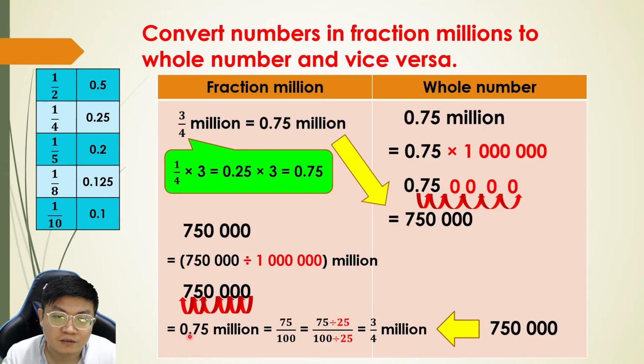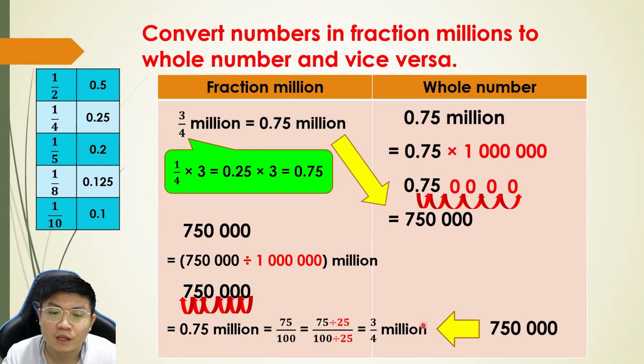Now, the question here is you need it in fraction million. You don't need it in decimal, right? Therefore, this one you need to write in fraction, which is 75 over 100. And you simplify by 25. End up 3 over 4 million. Now, this step is a little bit difficult. So therefore, you really need to understand how to do the simplification for the times table of 25.